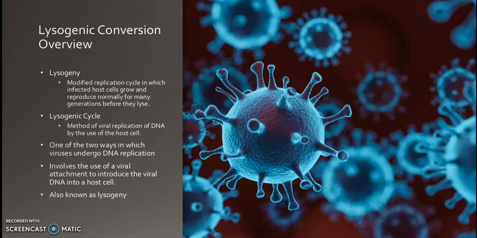The lysogenic conversion overview. Lysogeny is defined as a modified replication cycle in which infected host cells grow and reproduce normally for many generations before they lyse. The lysogenic cycle is a method of viral replication of DNA by the use of the host cell. It is one of the two ways in which viruses undergo DNA replication, and it involves the use of viral attachment to introduce the viral DNA into a host cell, also known as lysogeny, as I stated earlier.